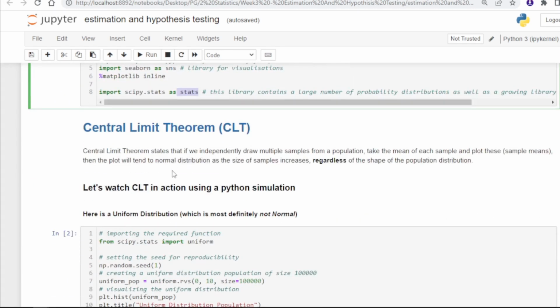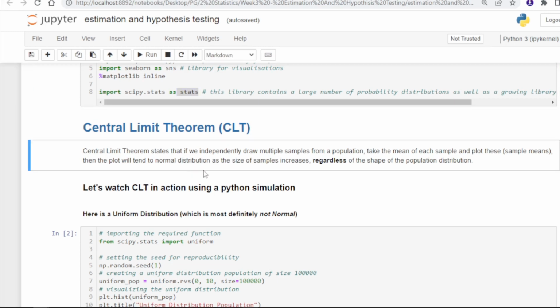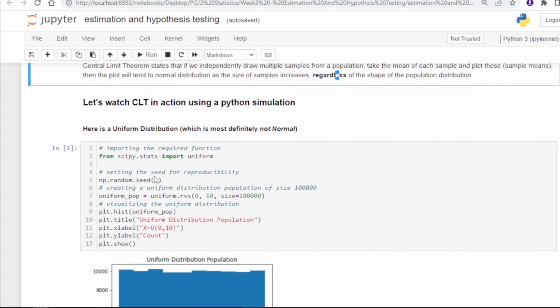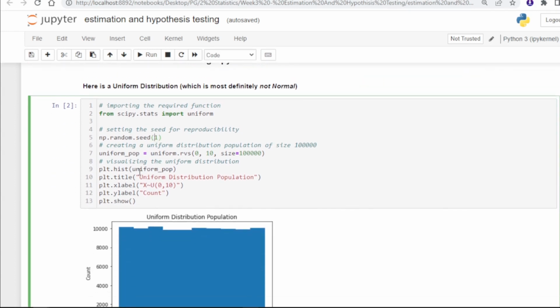So before wasting time, let's start with the central limit theorem, that is CLT. The central limit theorem states that if we independently draw multiple samples from a particular population, take the mean of each sample and plot these sample means, then the plot will tend to a normal distribution as the sample size increases, regardless of the shape of the population distribution. So let's see how CLT works with Python.